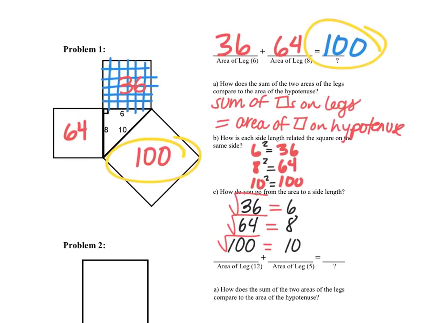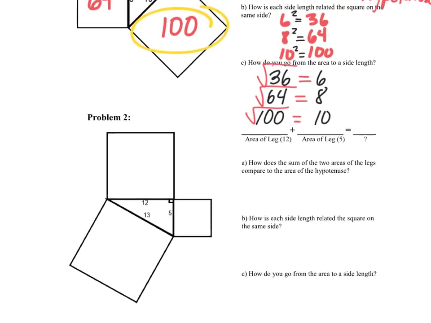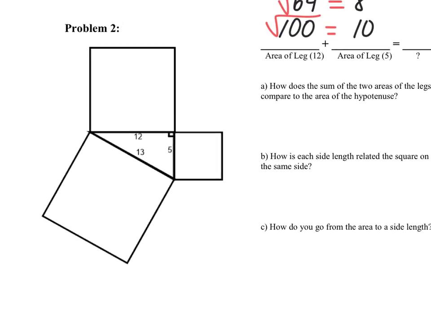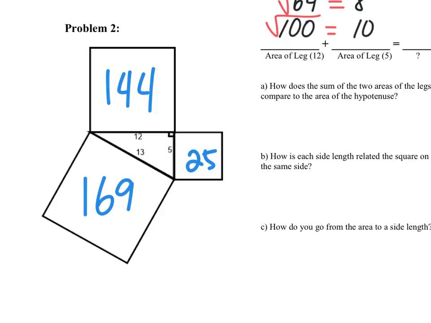So this is what that top problem looks like. You will notice the same type of thing happens on the one below it. You end up getting 169, 25, and 144. Well, 144 plus 25 is 169. Happened again.